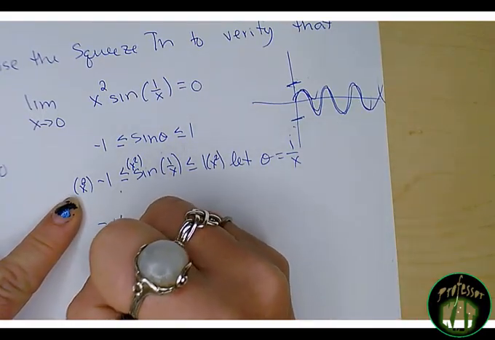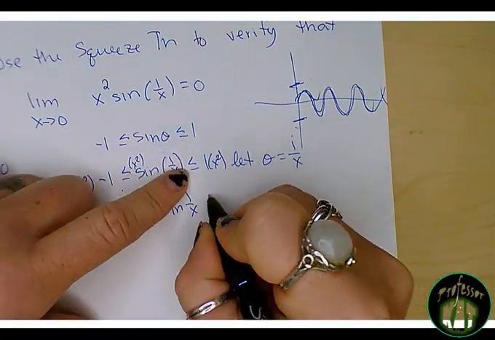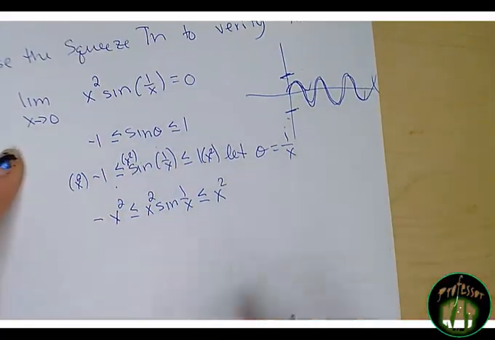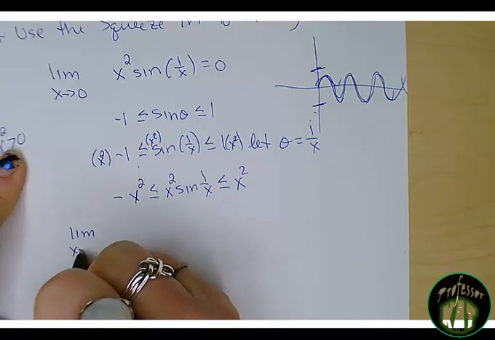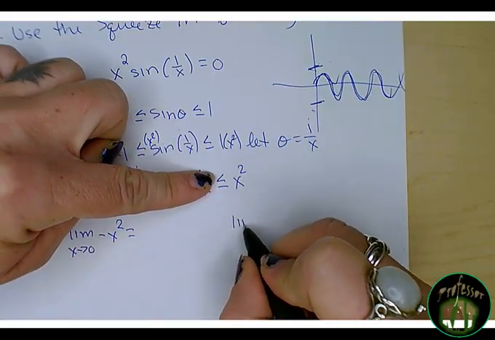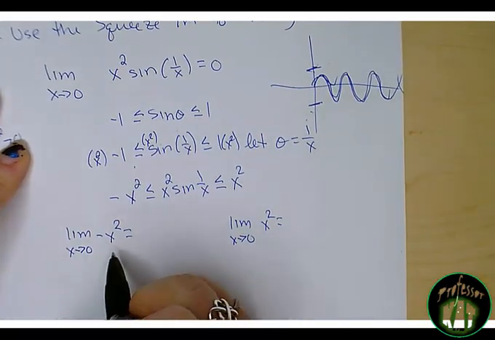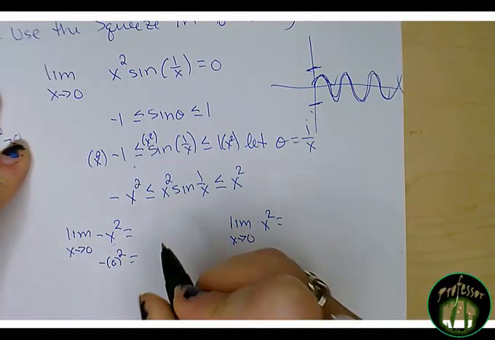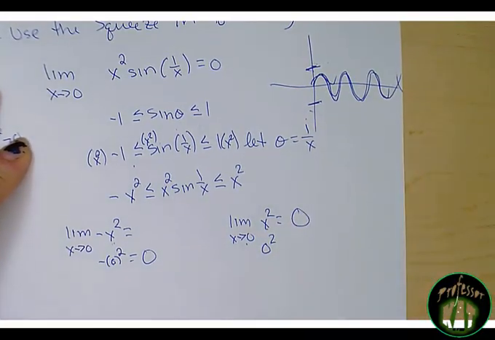Now that's going to look like -x squared is less than or equal to x squared times sine of 1 over x, which is less than or equal to a positive x squared. So let's find the limit of the left side and the limit of the right-hand side. The limit as x approaches 0 of -x squared is what? And the right side, the limit as x approaches 0 of a positive x squared is what? If we plug in a 0 here, that's just -0 squared, and there's no such thing as a -0, so that is 0. Same thing over here. If we plug in a 0, that gives us 0 squared, which is 0.